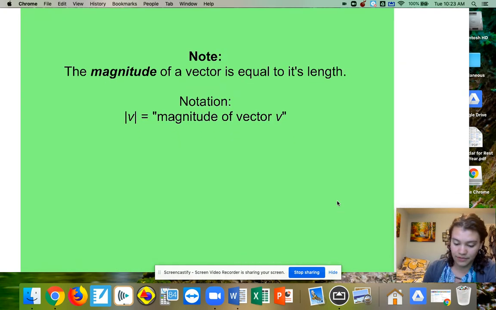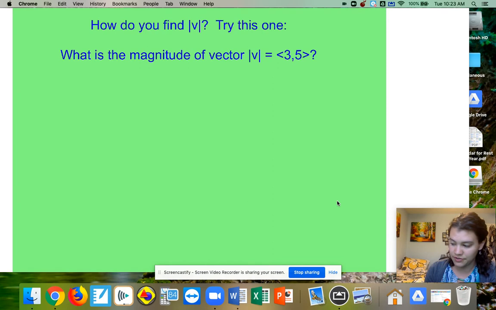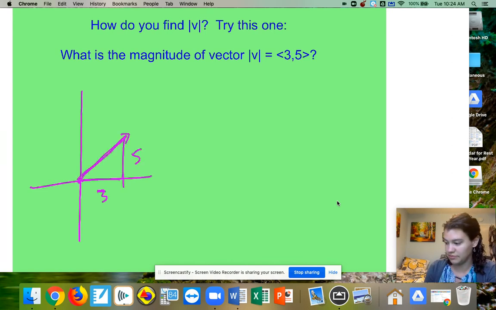A note here, the magnitude of a vector is the same as its length or how long it is. This is the notation, so it's not absolute value. It means magnitude, even though it looks like absolute value. How you find it, we're going to go through this and then I'll give you the actual formula on the other slide. But if we plot this vector <3, 5>, say we start at (0, 0), we're going to go over 3 in the x, and then we're going to go up 5 in the y.